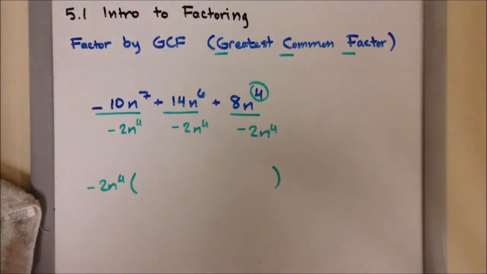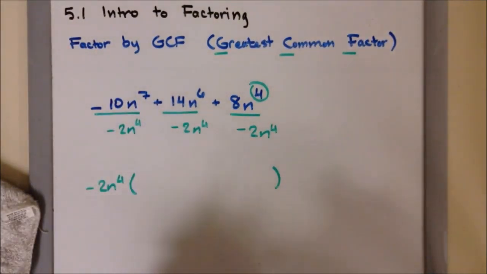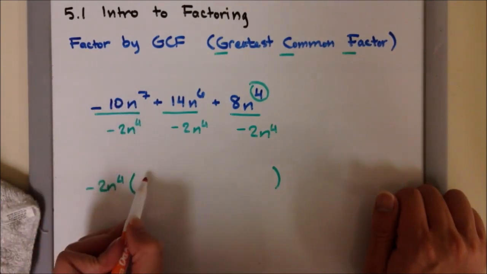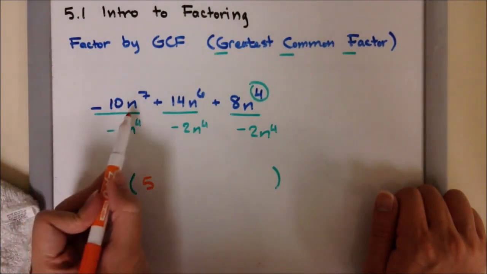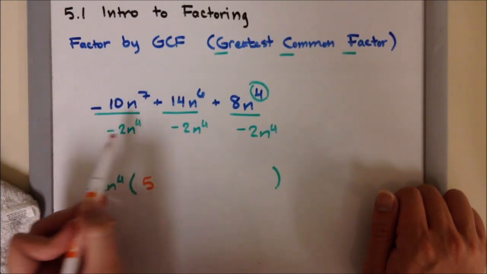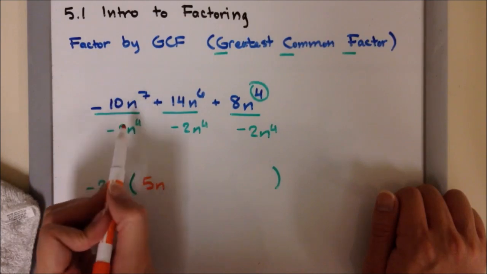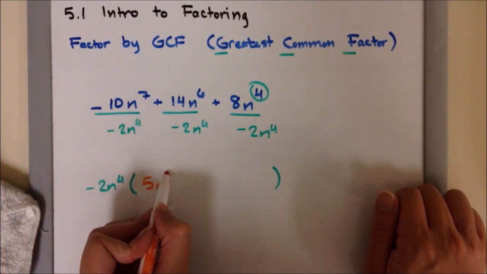So, I'm dividing the first term by negative 2n to the 4th. Negative 10 divided by negative 2 would be positive 5. n to the 7th divided by n to the 4th. Well, remember, that's the law of exponents: top exponent minus bottom, which will be 3.